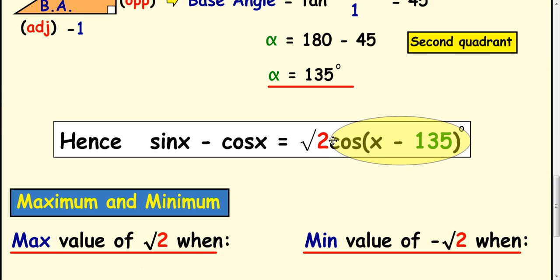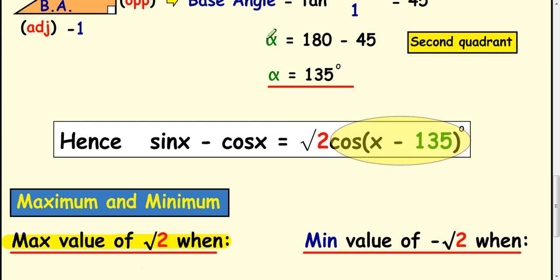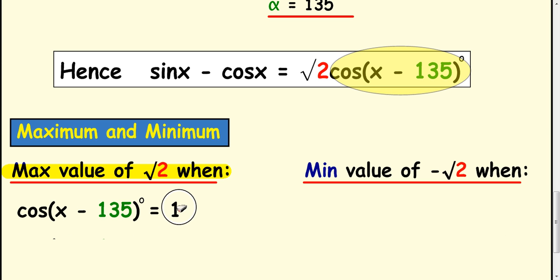Now, if we just focus on this part here, we're going to look at the maximum first. So we'll look at the maximum value of root 2 first. Now, the maximum value of root 2 occurs when this bit in the yellow highlighted here is equal to 1. The cosine wave's maximum value is 1. If you take the root 2 out of the equation, you just think how high can a cosine wave go? It's 1. So the maximum value of root 2 occurs when this is 1. So we set an equation up saying that cos(x minus 135) is equal to 1.